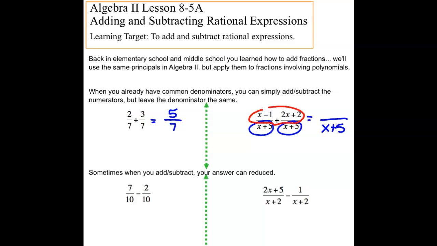So we would combine like terms. We have an x plus 2 more x's, so we get 3x. For the constants, we have a -1 and a +2, so we end up with a +1. Okay?